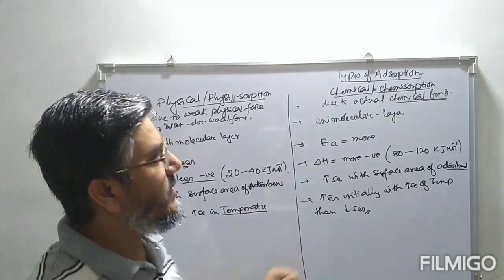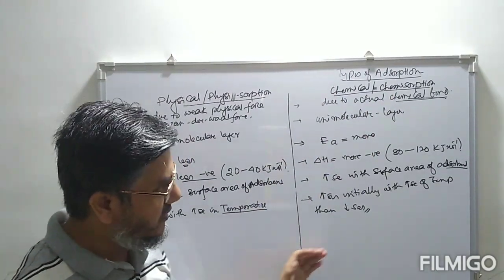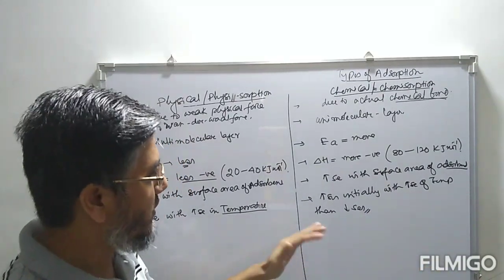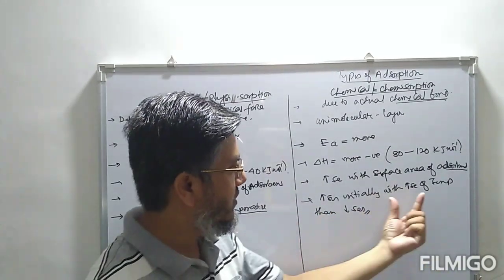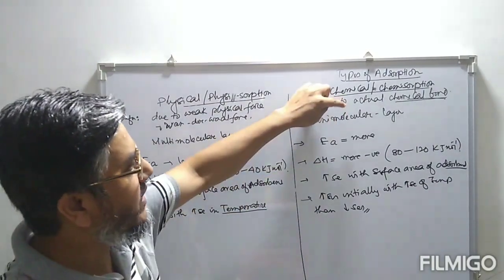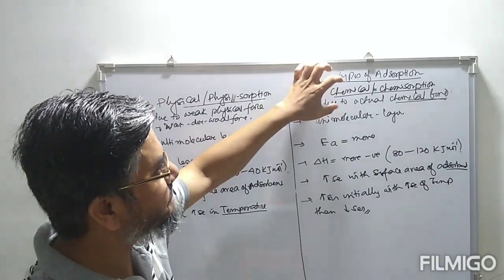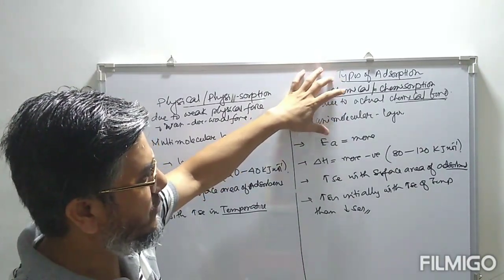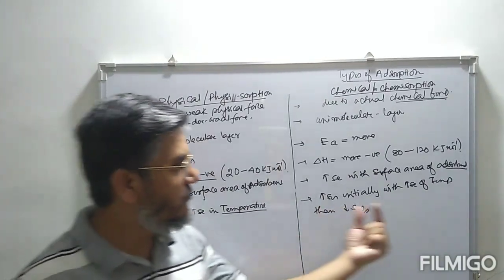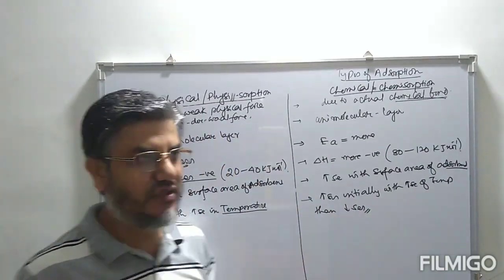Now in chemical adsorption, adsorption initially increases with temperature, then decreases. Let's see why adsorption initially increases with increase of temperature. Now we have a chemical bond between the adsorbate molecules and the adsorbent molecules, and chemical bond formation requires some activation energy.